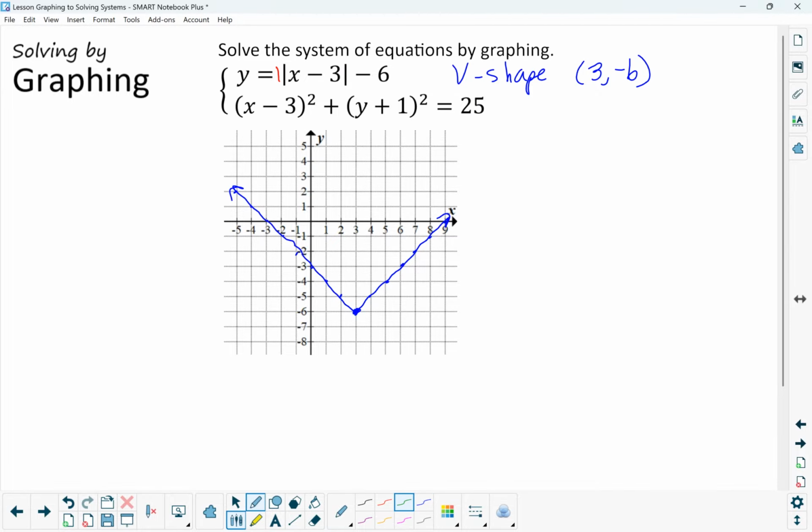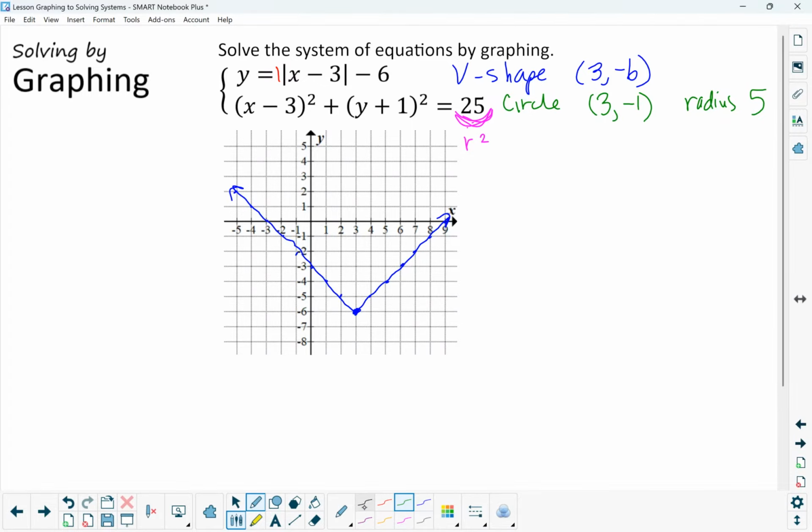Okay, and then the second shape that we're graphing, we have x minus 3, squared, plus y plus 1, squared. This is a circle. The center of the circle is at +3, -1. And then the radius of the circle, remember that the radius comes from this number, but this is not the radius. This is the radius squared. So when we square the radius of the circle, we get 25. That means the radius itself is 5.